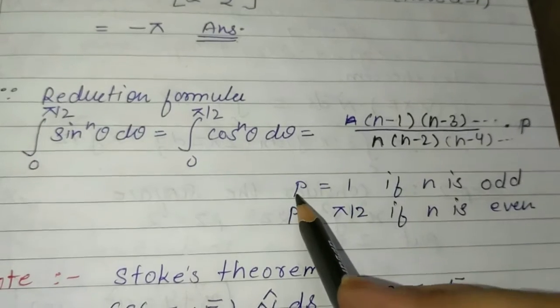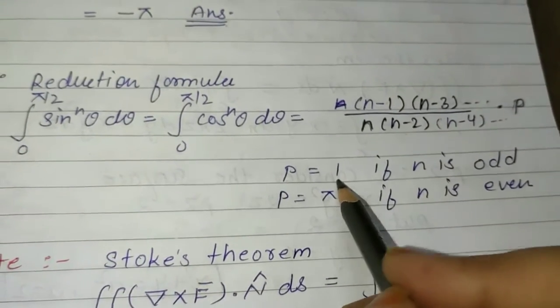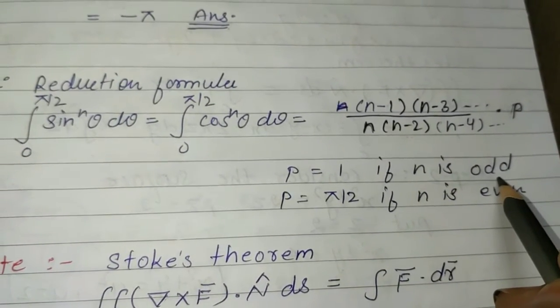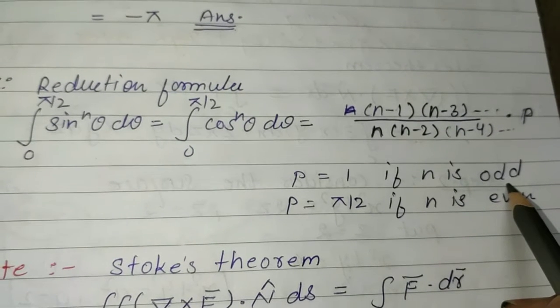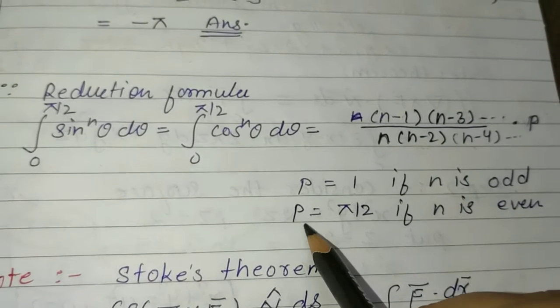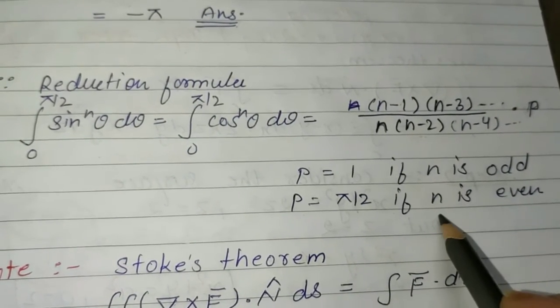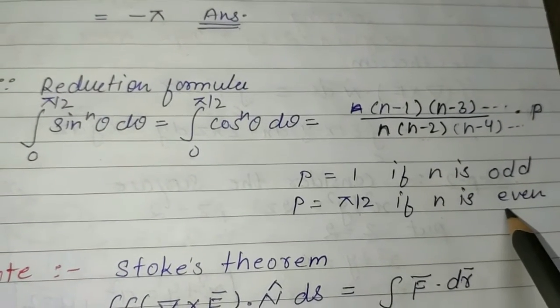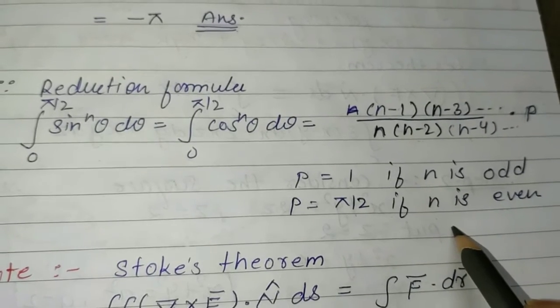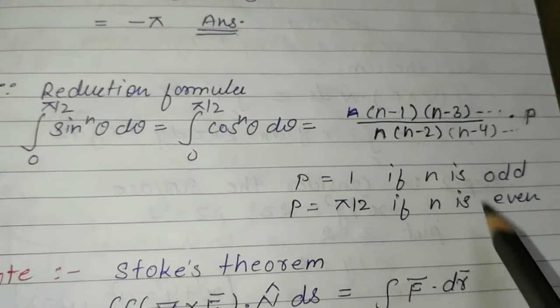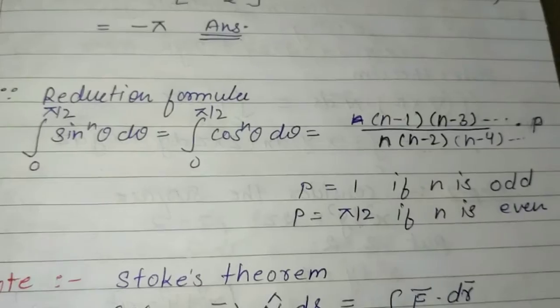So the value of p is equal to 1 if n is an odd number. Odd means 1, 3, 5, 7. p is equal to pi/2 if n is an even number. It means sin square theta, cos square theta, sin raised to 4 theta, sin raised to 6 theta. Okay, then p will be pi/2.